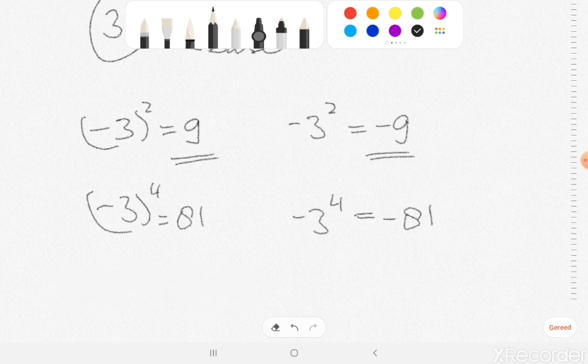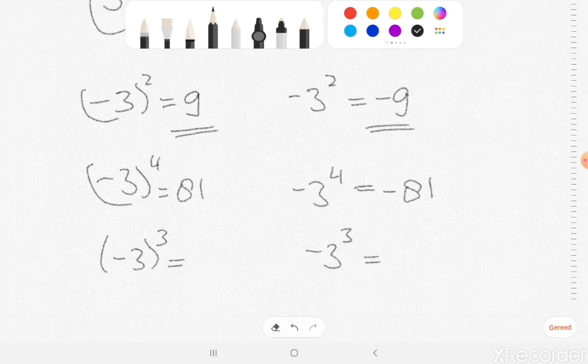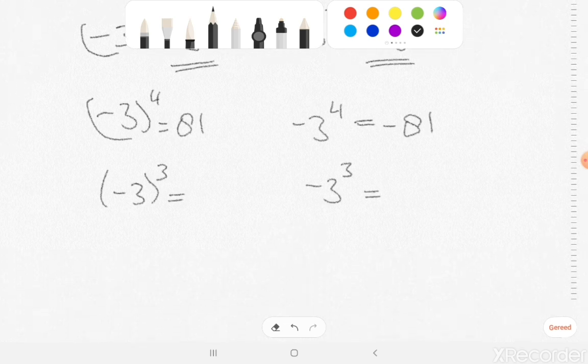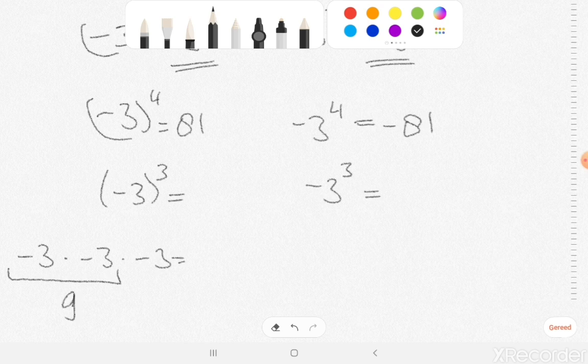But let me have a look at what is the answer with minus 3 to the power of 3 and minus 3 to the power of 3. At the first one, minus 3 to the power of 3, it means minus 3 times minus 3 times minus 3. So, minus 3 times minus 3 is already a positive number, that's 9. We still need to multiply with minus 3, so that's minus 27. So the answer here is minus 27.